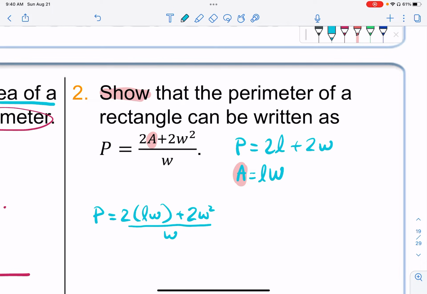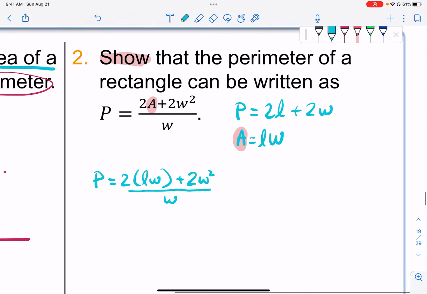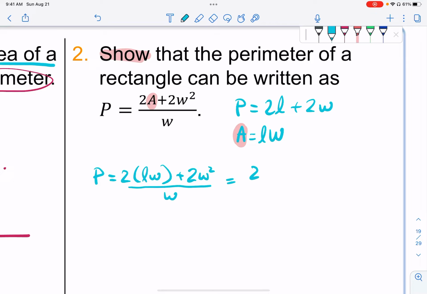Now, just to make this really clear, I am going to write this as two separate fractions. It's the distributive property. You have to distribute through division. You've got to divide W into both the first term and the second term. So it would look like this: 2LW over W plus 2W squared over W.